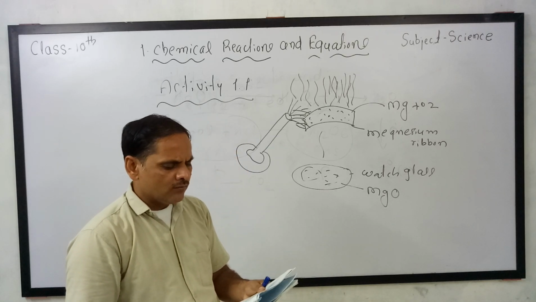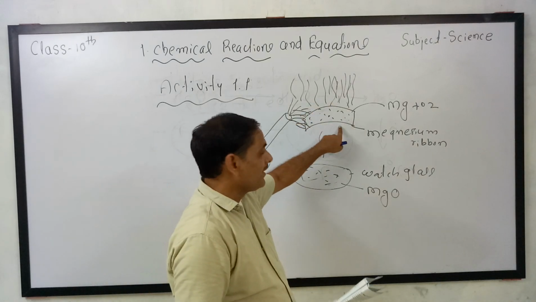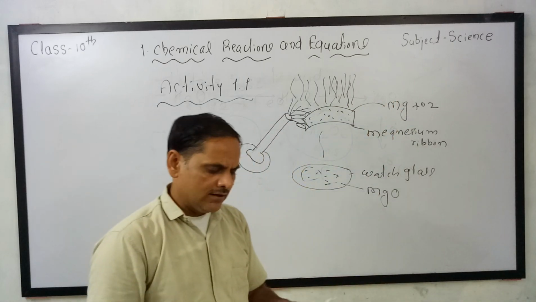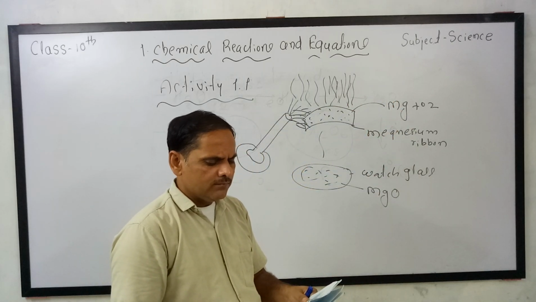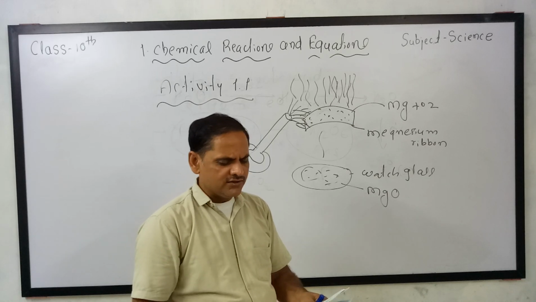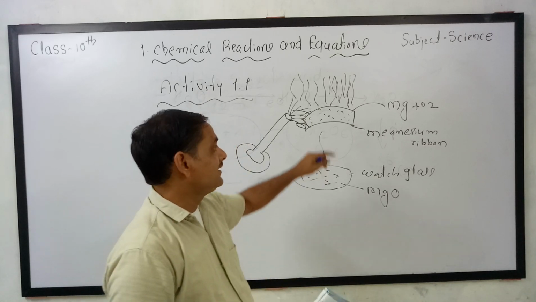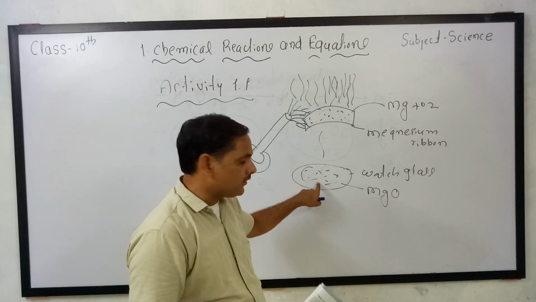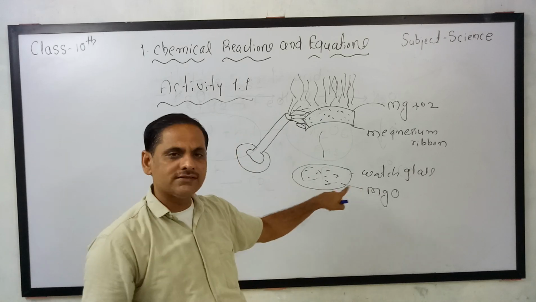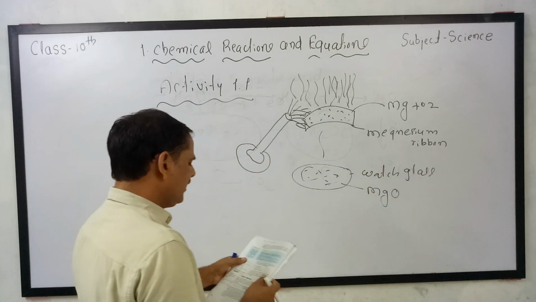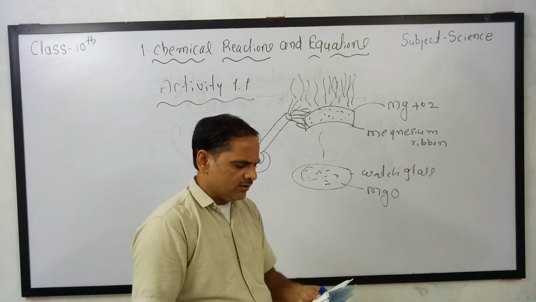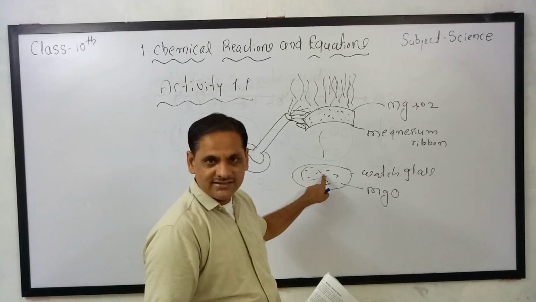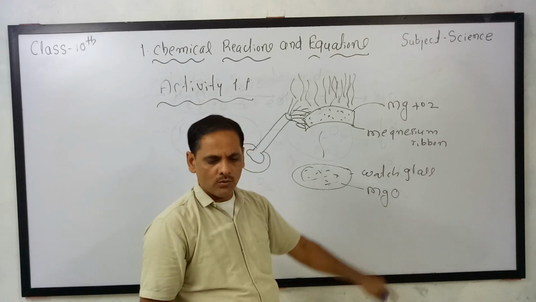Next, on the second page, you must have observed that the magnesium ribbon burned with a dazzling white flame. When the magnesium ribbon is burned, we can easily see the white dazzling flame. The ribbon burned with the dazzling white flame and changed into a white powder. This white powder's formula is MgO and its name is magnesium oxide. Underline it: this powder is called magnesium oxide, and the formula is MgO.